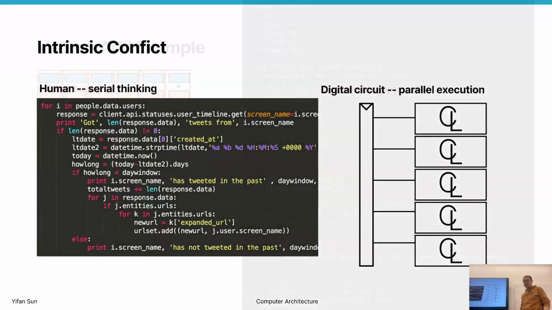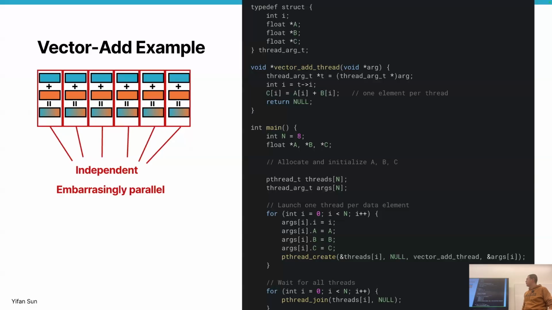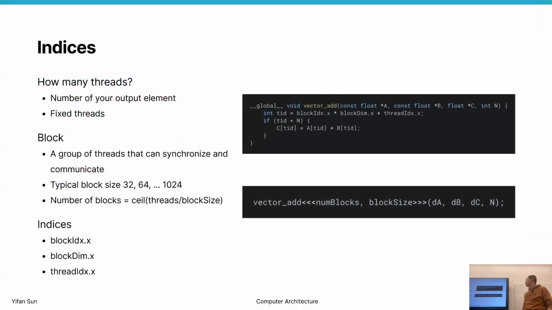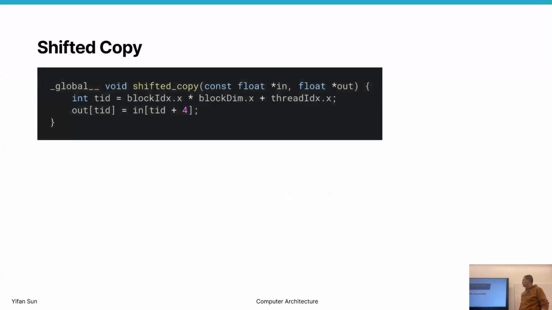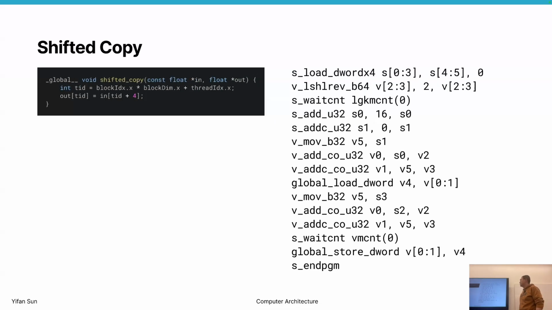So last time we talked about the vector add example, right? Then how to write a kernel code. Now we were discussing how to run this kernel code in GPU. Then we talked about assembly, how a shifted copy works in assembly. Then here's the key part.